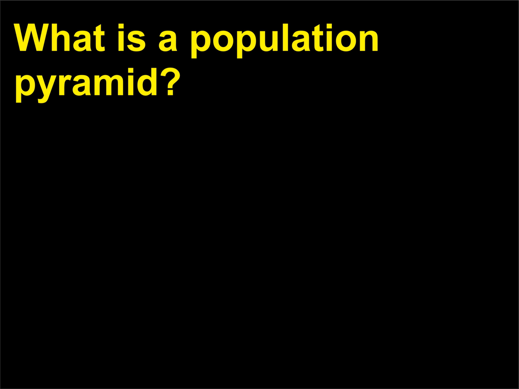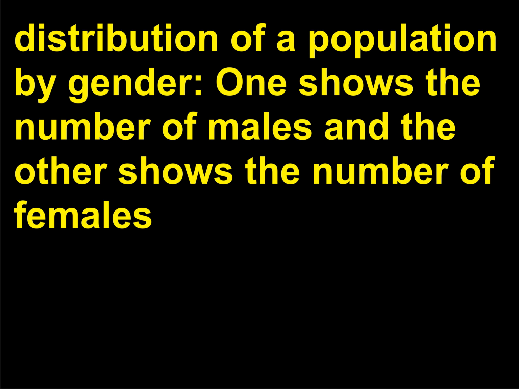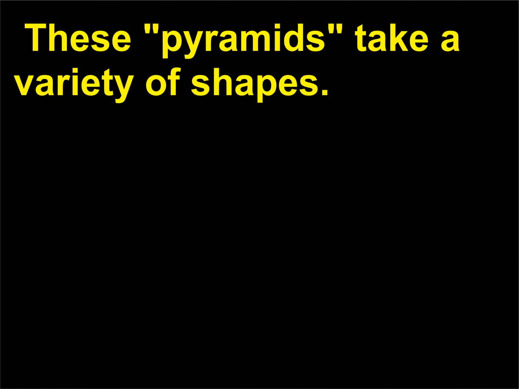What is a population pyramid? A population pyramid is actually two back-to-back bar graphs that show the distribution of a population by gender. One shows the number of males and the other shows the number of females, most often in 5-year age groupings. These pyramids take a variety of shapes.